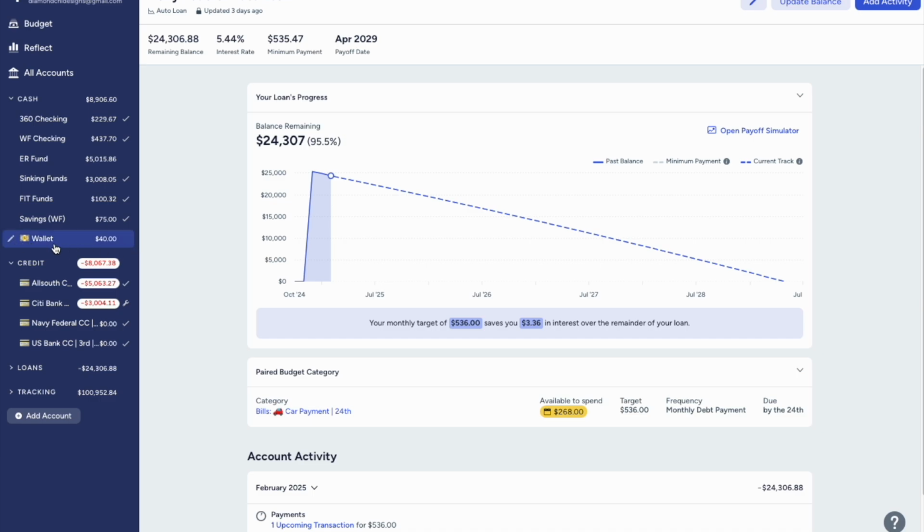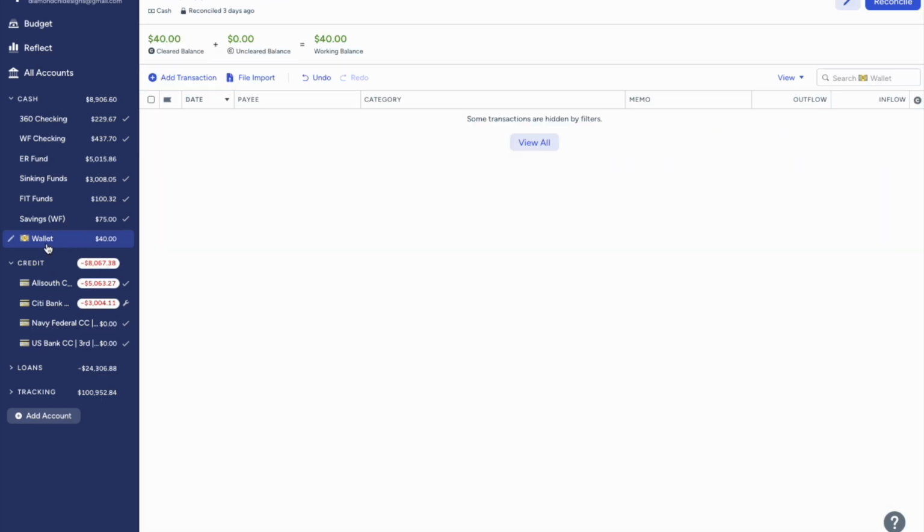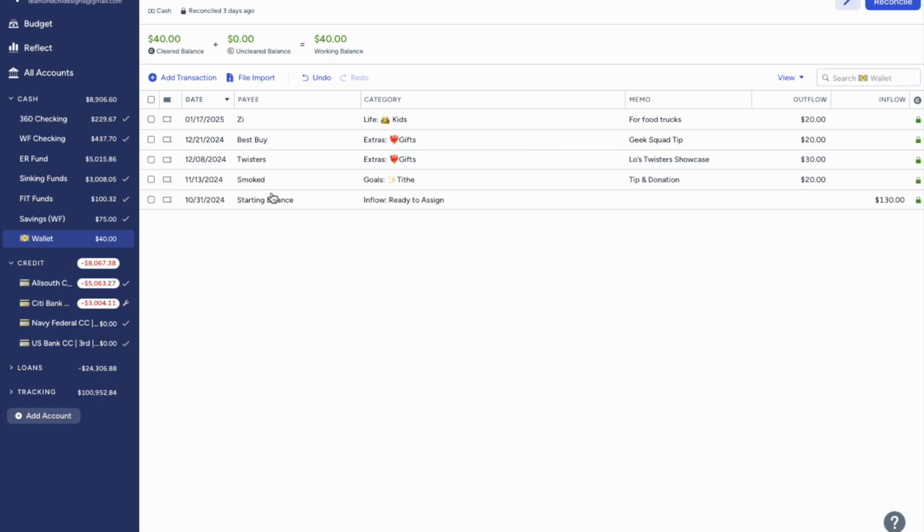Like this wallet account is how I keep track of cash. So if I take cash out of the bank, I put it in here, and then whenever I spend money, I just put the name of it and what the amount is, even if it's a tip, donation, whatever it is. And I round it to the nearest dollar because I don't keep change on me a lot of the times.